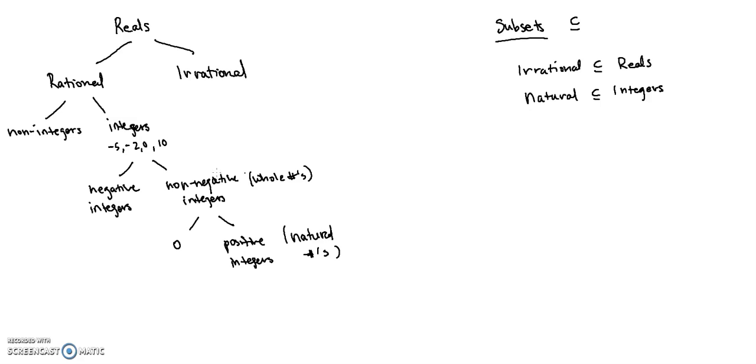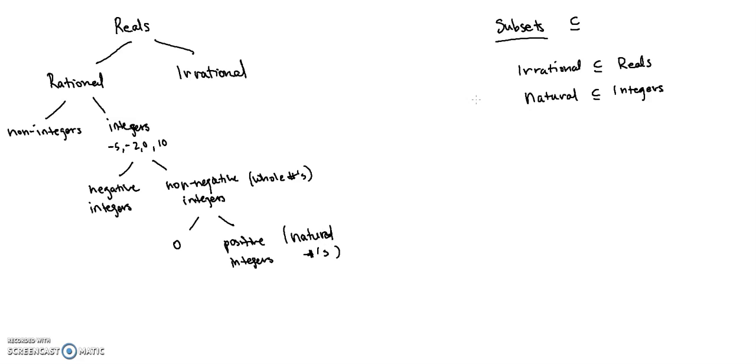Okay, so come over to our chart. If you're not sure, all right, we've got natural numbers down here. And look, they are a part of the integers. The integers broke up into all these pieces. All of the things below integers are part of the integers. So the natural numbers are a subset of the integers.